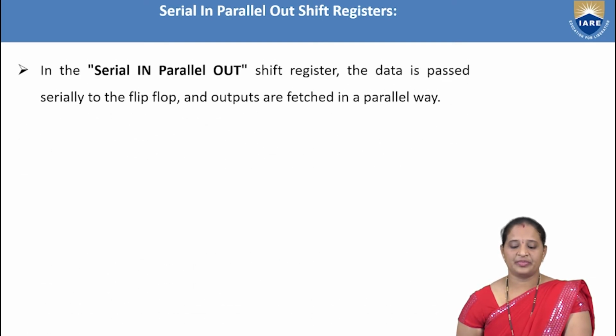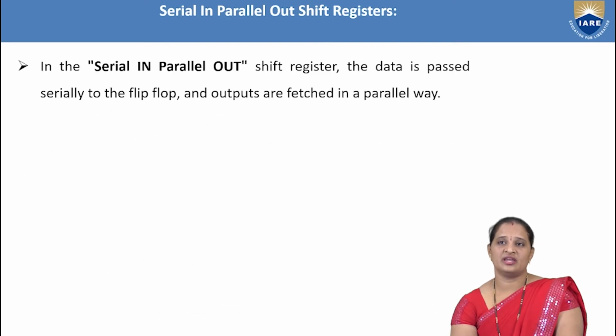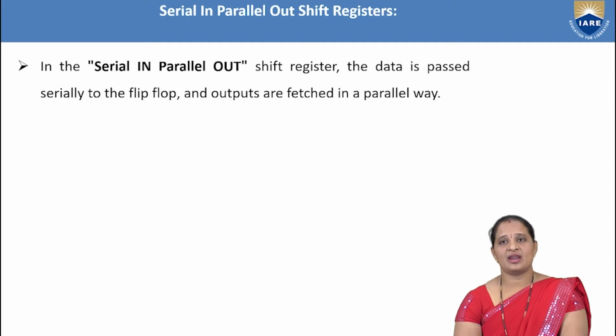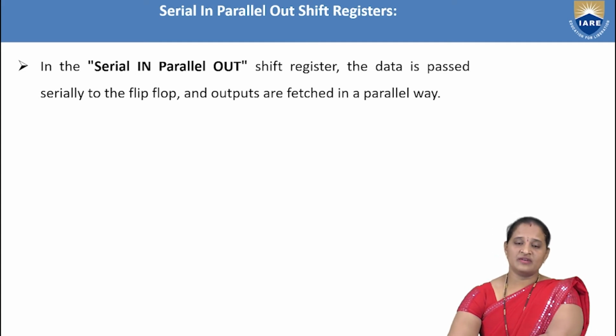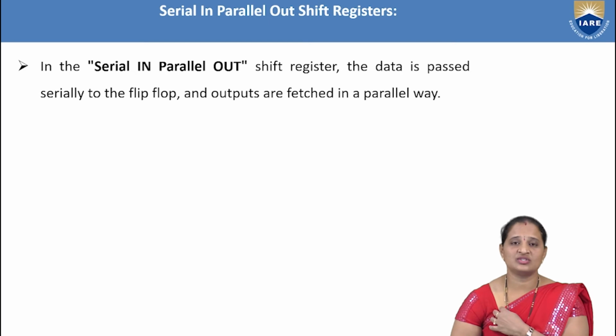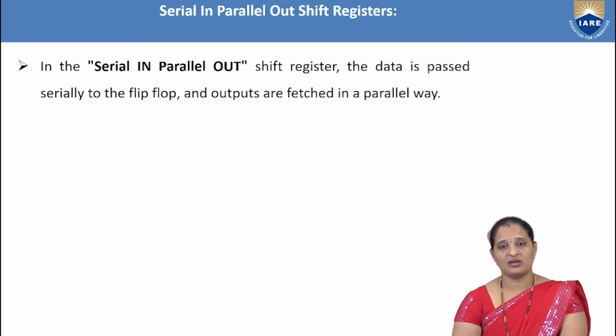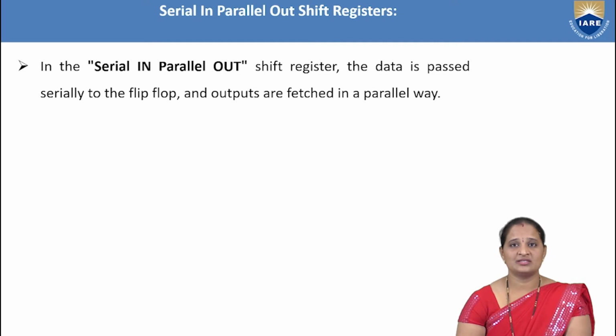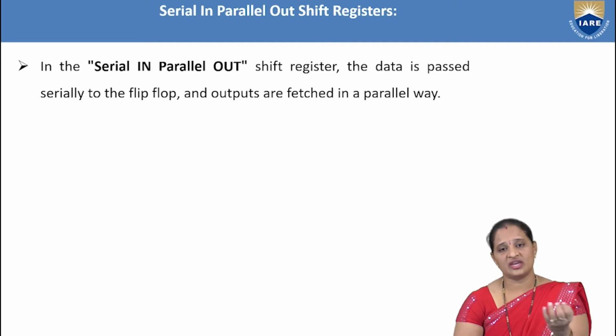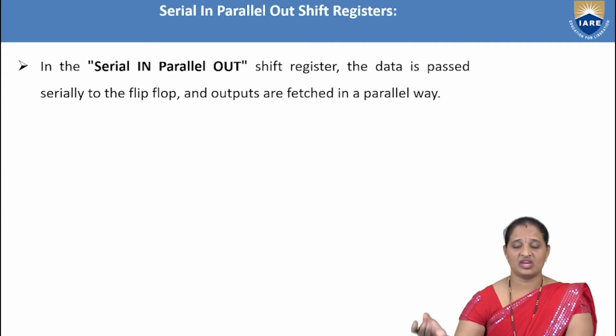Now let us see the next mode of operation, serial in parallel out. In a serial in parallel out shift register, the data is loaded into the register in serial manner, bit by bit, whereas we can read or fetch the data from the register in parallel. That means we can read all the bits at a time.